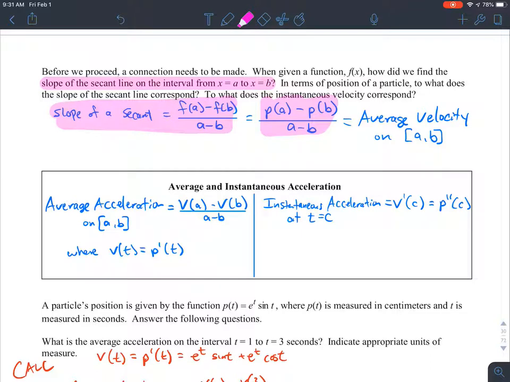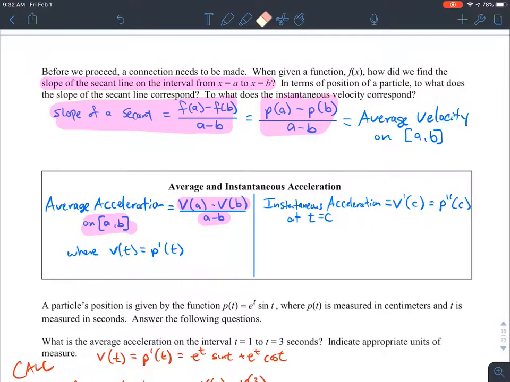Average and instantaneous acceleration. Average acceleration: you take the velocity at a given time minus the velocity at a different time, divided by the difference of those two times. This is on a closed interval. Keep in mind that the velocity is the derivative of the particle's position. In other words, this is the second derivative of the position. Instantaneous acceleration is the derivative of velocity at a given time, or the second derivative of the position function at a given time.